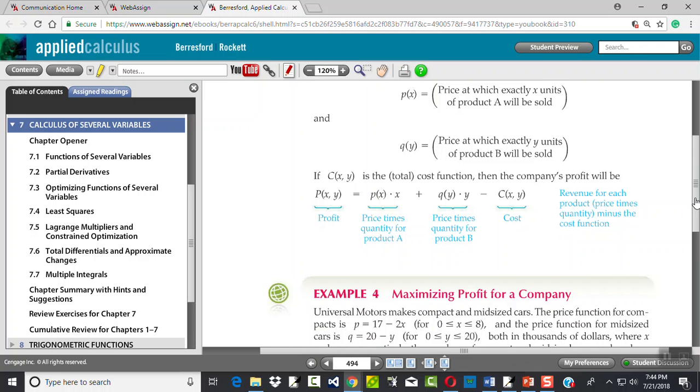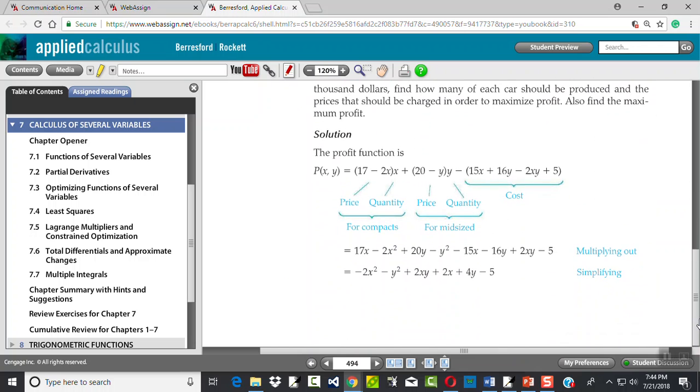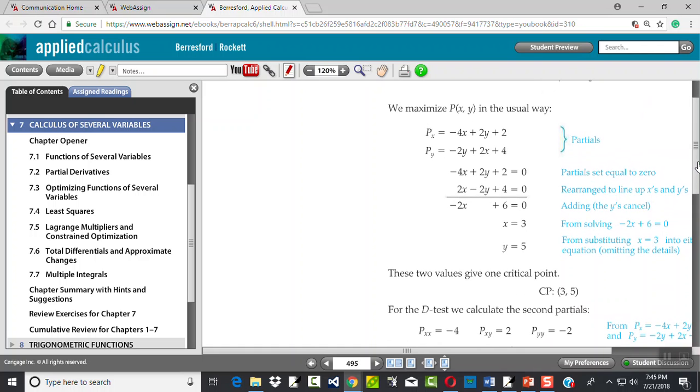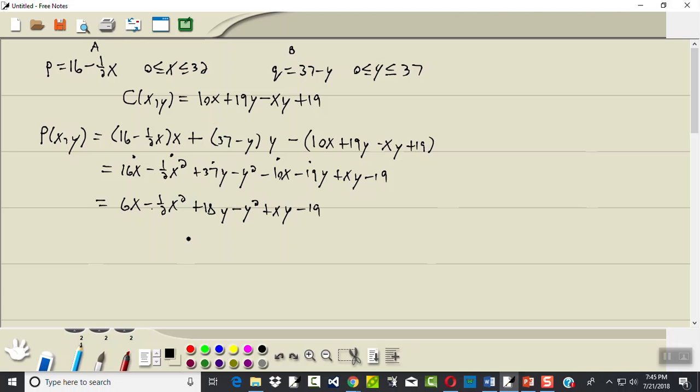Okay. Now go down here. Let's look at our steps. That's where we're at right here. We just got our main function. Now we're going to find a partial derivative with respect to x. Partial of p with respect to x. You take the derivative just like normal, treating everything except for x as a constant.